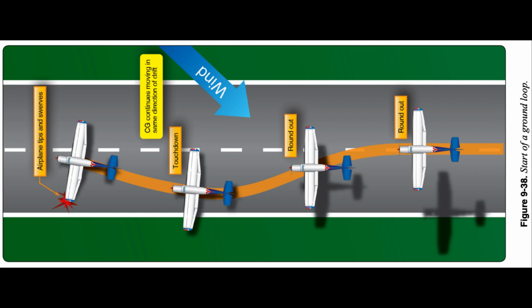If the airplane touches down while drifting or in a crab, apply aileron toward the high wing and stop the swerve with the rudder. Brakes are used to correct for turns or swerves only when the rudder is inadequate. Exercise caution when applying corrective brake action because it is very easy to over-control and aggravate the situation.